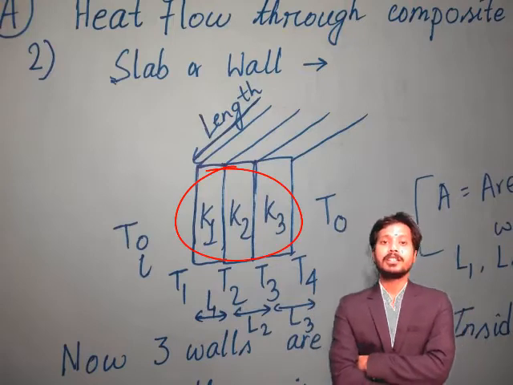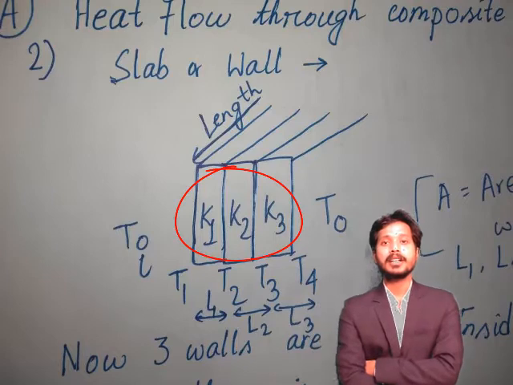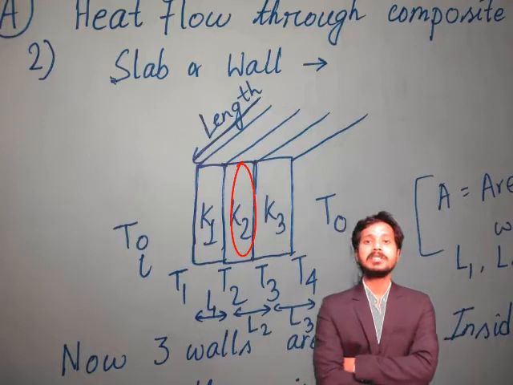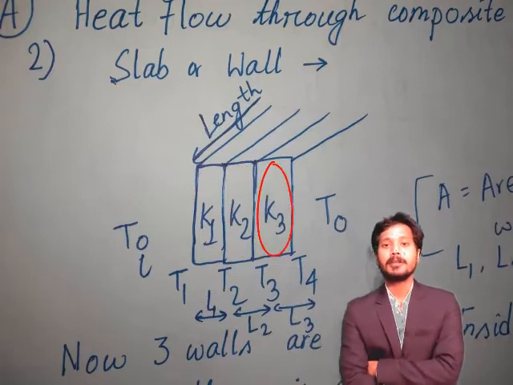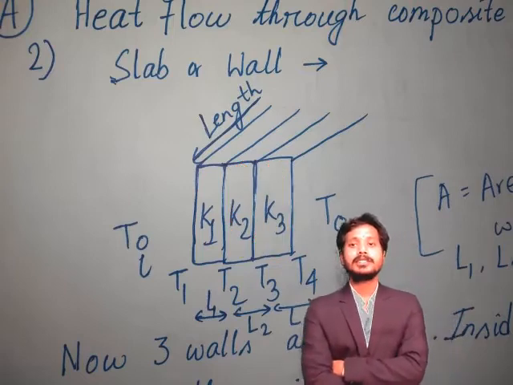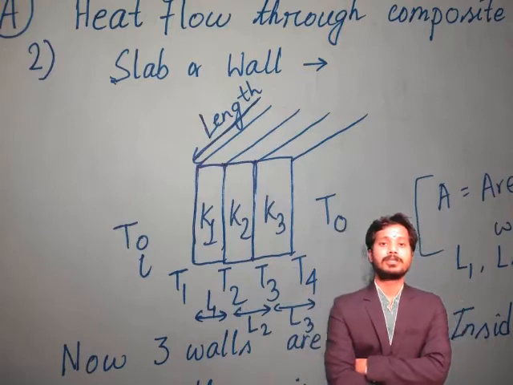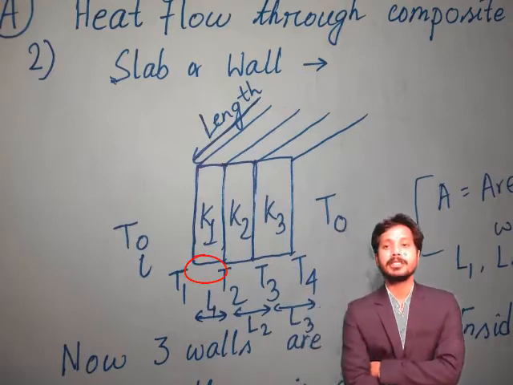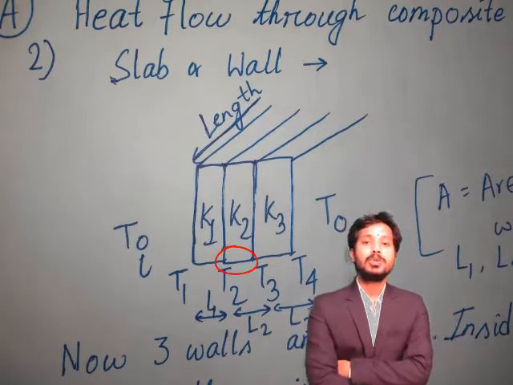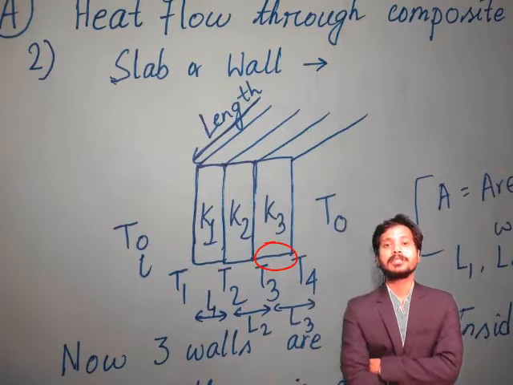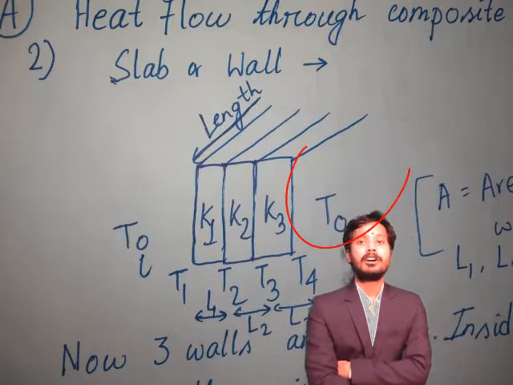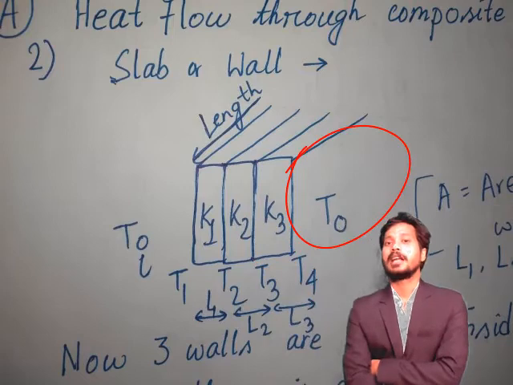The first slab has thermal conductivity K1, the second slab has thermal conductivity K2, and the third slab has thermal conductivity K3. Now you can see the thickness of the slabs also. The thickness of the first slab is L1, the thickness of the second slab is L2, and the thickness of the third slab is L3. Now you have assumed that the area of all the slabs is the same.